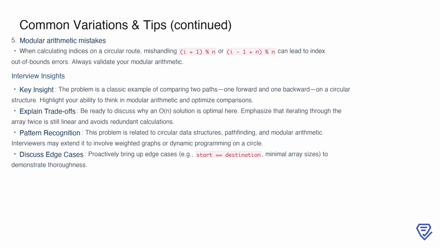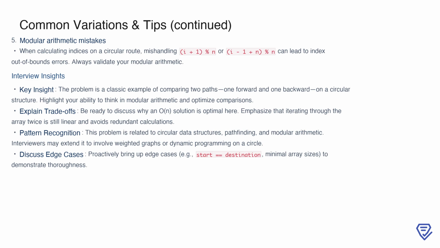Now let's talk about modular arithmetic and its importance in this problem. Since we're working with a circular route, modular arithmetic plays a key role. Missteps in calculations like (i+1) % n or (i+1+n) % n can lead to index out-of-bounds errors, so it's critical to validate your operations carefully. From an interview perspective, this problem highlights your ability to compare paths and optimize calculations in a circular structure. Make sure to emphasize your understanding of modular arithmetic and the efficiency of an O(n) solution.